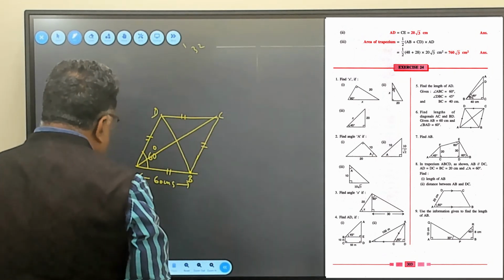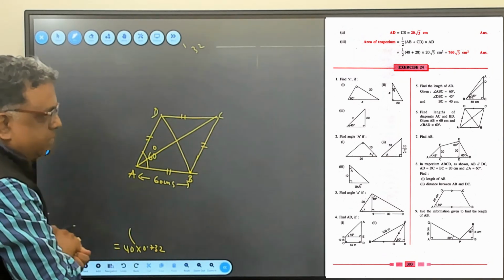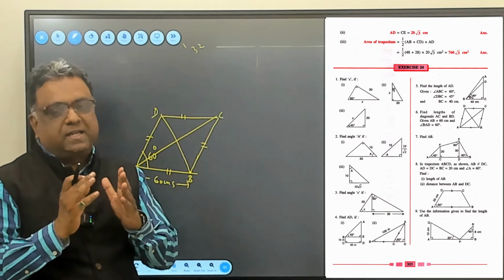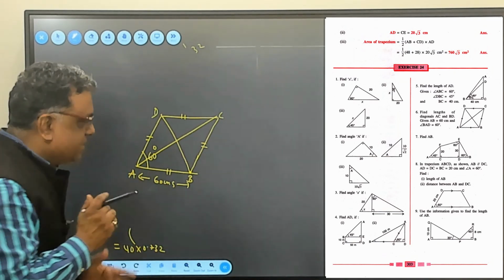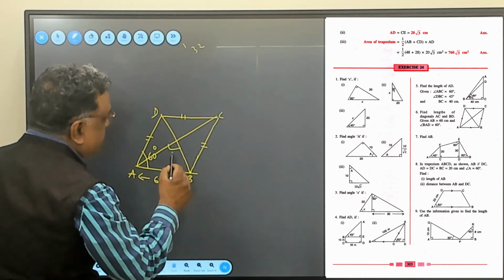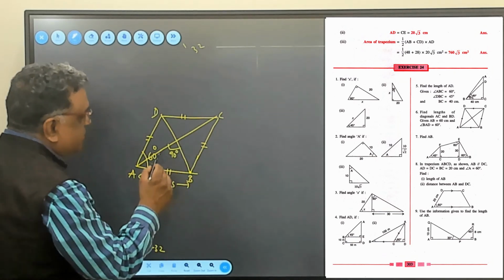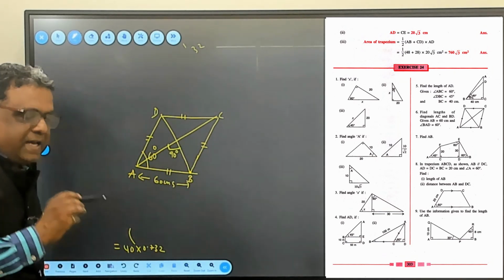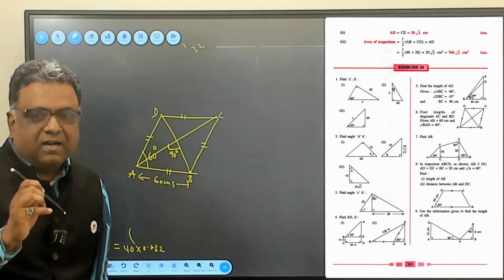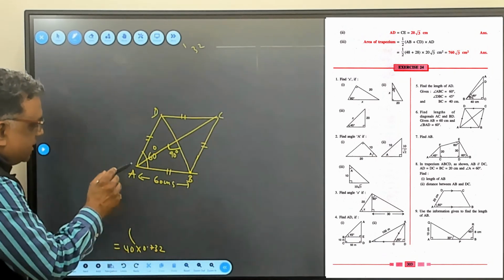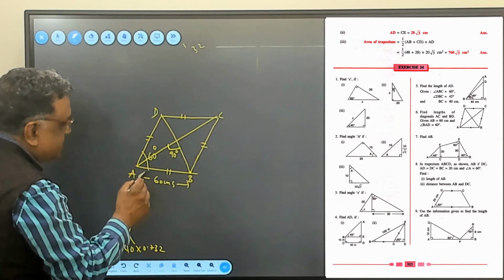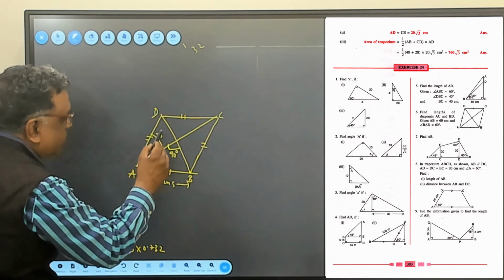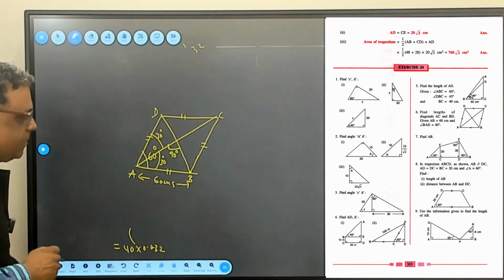Now we know one property in rhombus, that the diagonals, they intersect at 90 degrees. Correct? By using congruency, we can prove diagonals intersect at 90 degrees. So which means this angle is 90 degrees. And also diagonals are the internal angle bisectors, which means this is an angle bisector, which means this is 60, this is 30 and this is 30. That's what it means. So these are the two properties which I know.